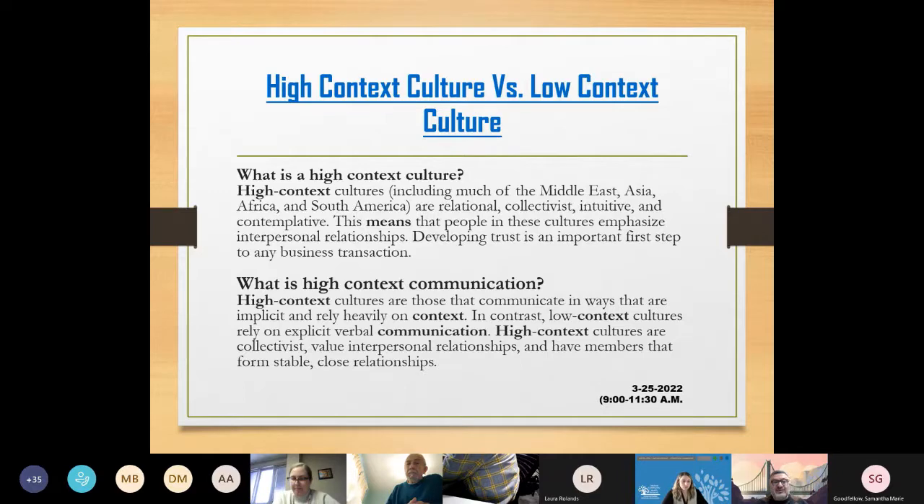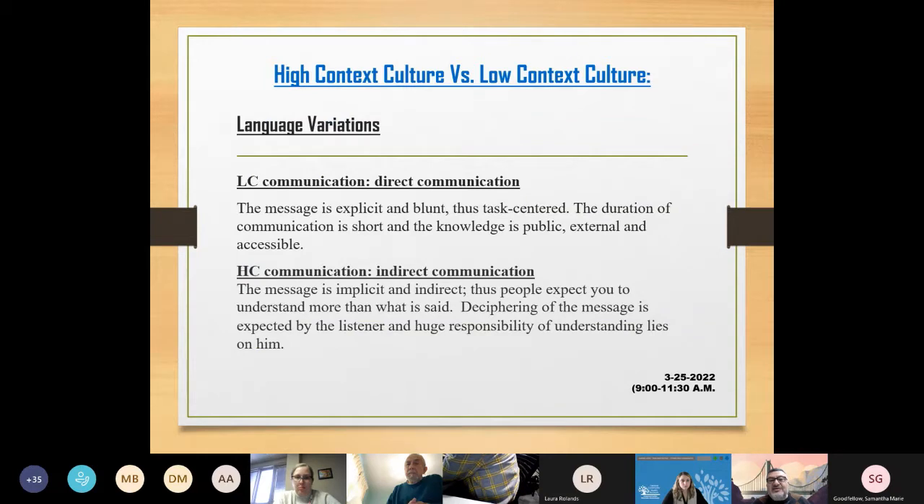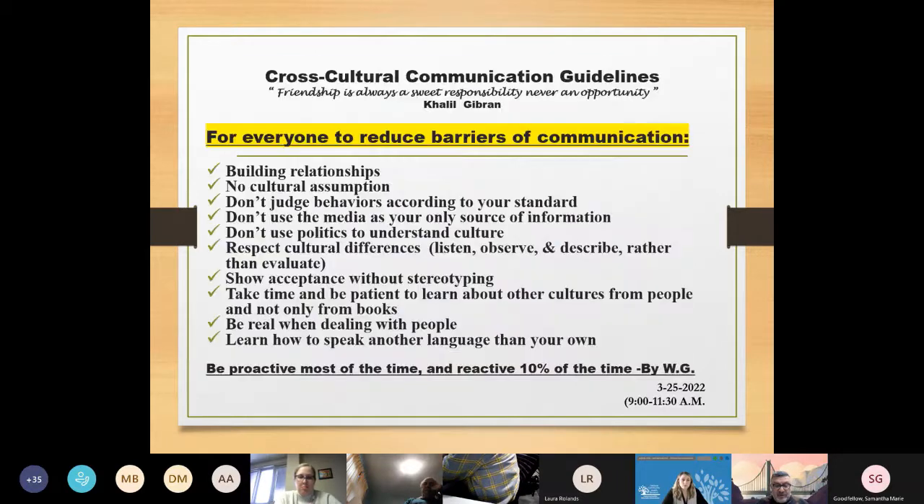Let's move to the next slide, please. When it comes to low context, you can read this on your own. Also the next slide. This is high context culture versus low context. You can read that on your own. Direct versus indirect communication. And the next one is context comparison. High context culture versus low context culture. You can read that on your own too. Let me share with you about cross-cultural communication guidelines, and then we will stop for question and answer.